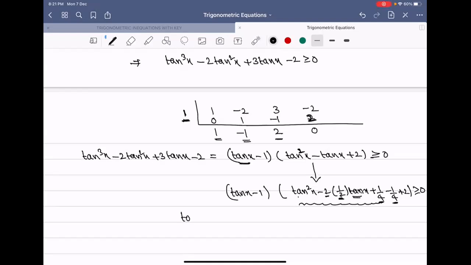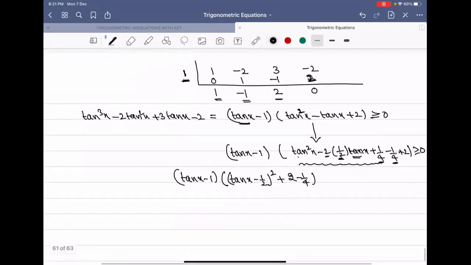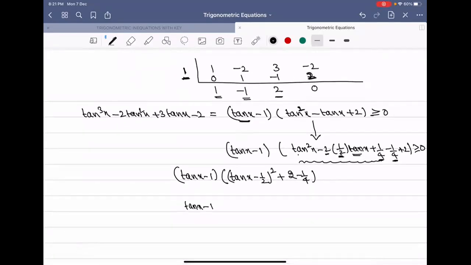Now this can be written as tan x minus 1 into, this part is what? Tan x minus 1/2 whole square, or not? Plus 2 minus 1/4. Clear this one? That implies tan x minus 1 into tan x minus 1/2 whole square plus 7/4 is greater than or equal to 0.